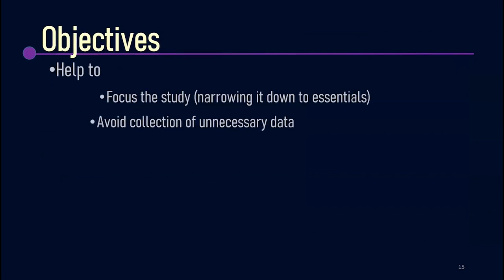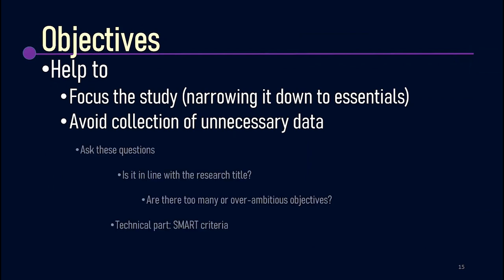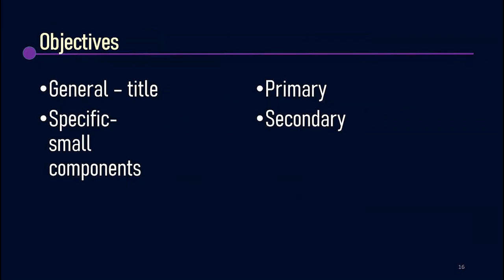Then we discuss the objective. Objectives help to focus the study by narrowing it down to essentials. Also, objectives avoid collection of unnecessary data. And you have to ask these questions while you formulate the objective. Is it in line with the research title? Are there too many or overambitious objectives? Does it follow the technical part of formulating using SMART criteria?